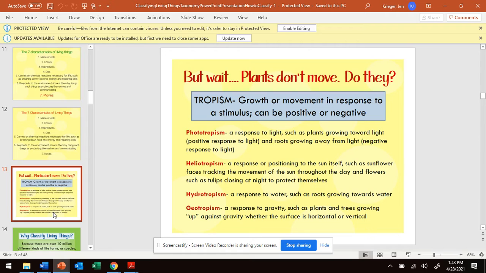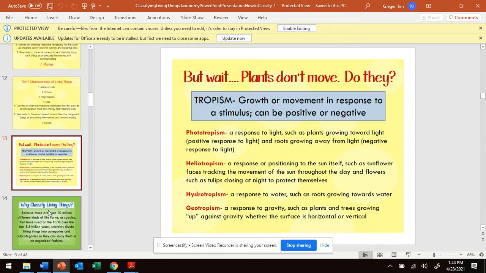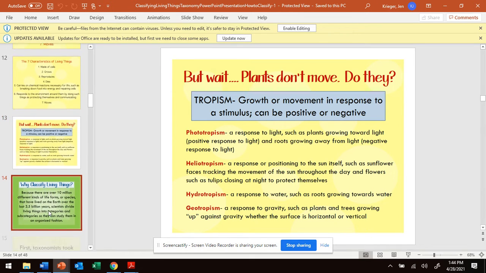But what? Wait, plants don't move? Do they? Yes, they technically do. This is again a harder concept you'll learn in your middle school science, okay?